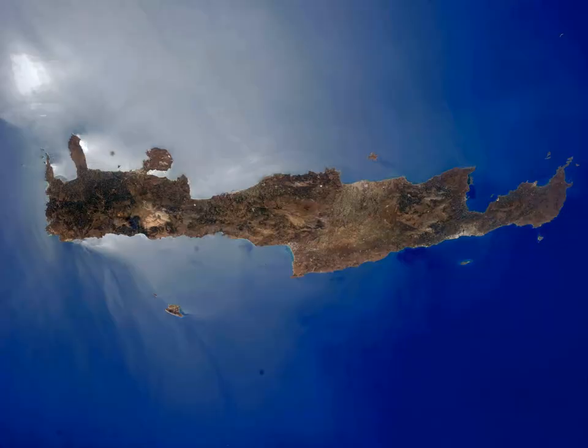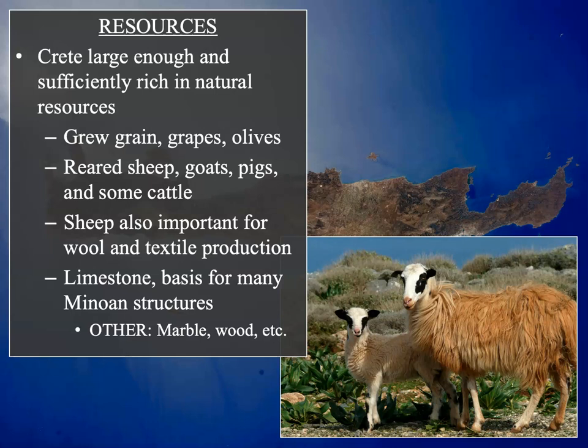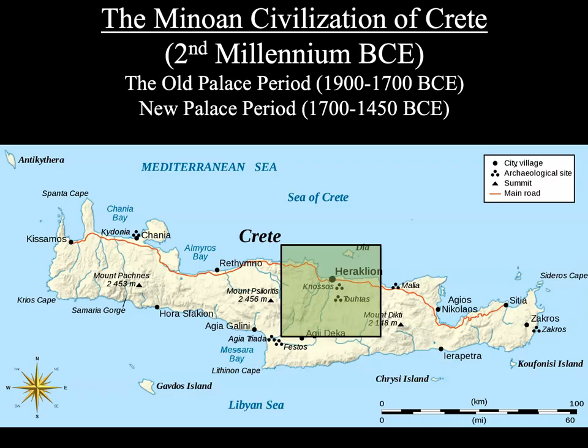So we're going into Crete here, which is an island. They have a lot of resources. It is large enough and sufficiently rich in natural resources. They grew grains, grapes, olives, and reared sheep, goats, pigs, and some cattle. Sheep were also important for wool and textile production. Limestone was the basis for many Minoan structures, along with other materials like marble, wood, etc.